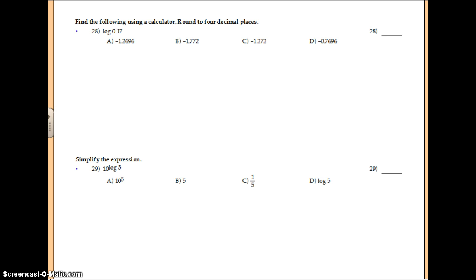Okay, number 28 is pretty easy. It just says we're going to use a calculator, find the log of 0.17. That's literally all you do. Whenever it gives a log though, and there's no base there, remember that's in base 10. So make sure you're in base 10 when you do the log. And log of 0.17 is negative 0.7696, which would be D.